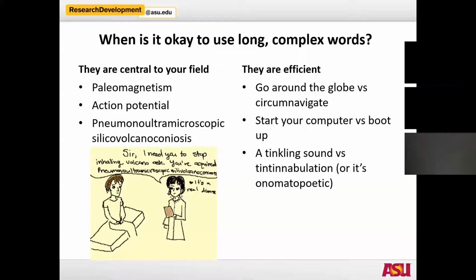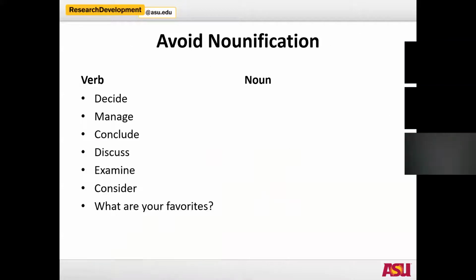If you're going to say go around the globe, you can say circumnavigate. If you're writing a book for second graders, you might say go around the globe, but you're probably not. Start your computer, you know, all these different things. A tinkling sound, my daughter's favorite word, and she even wrote a poem about it when she was in 5th grade, is tintinnabulation. That just means a tinkling sound. So you sometimes need to have complex words, and that's fine.